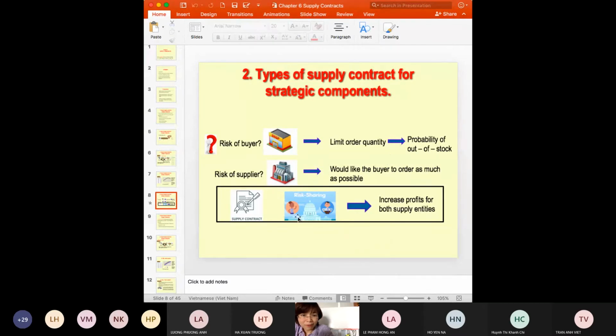So if they are sharing the risk here, maybe they can increase the profits for both sides, the buyer and the supplier. Actually, the supplier just would like the buyer to order more, but most of the risk lies on the buyer, because they don't have enough quantities and they get out of stock.